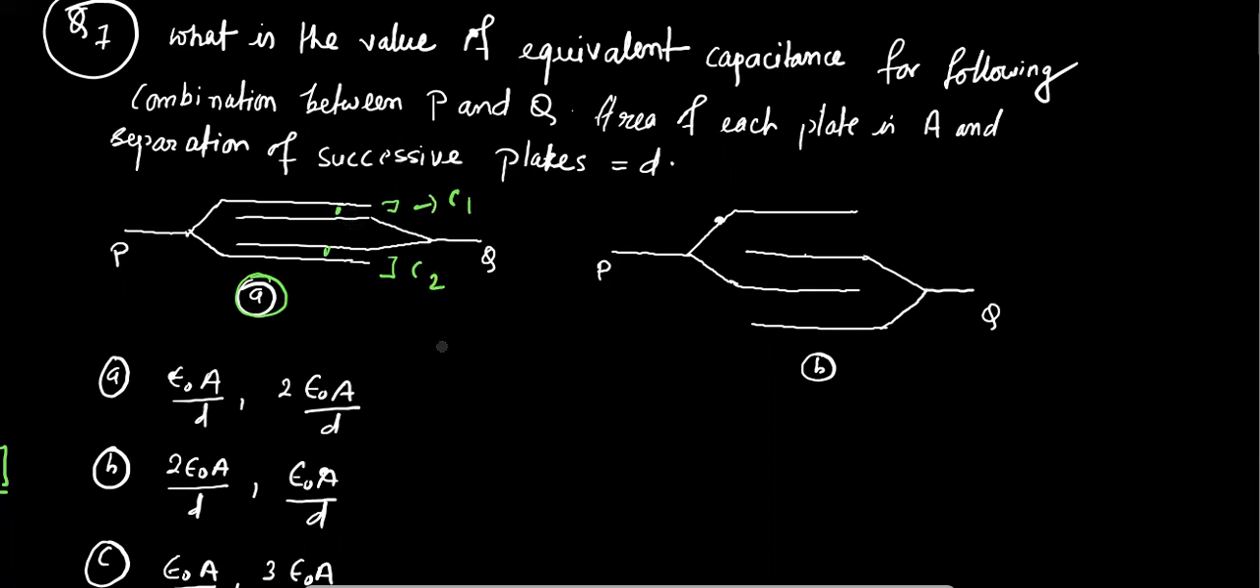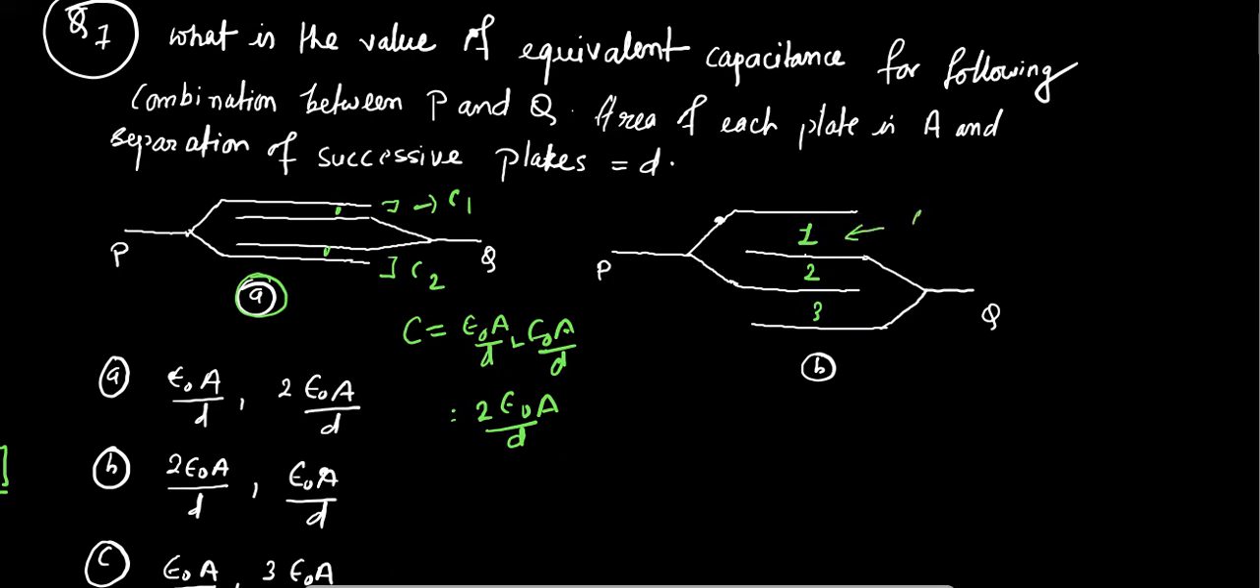Okay, that's why we can easily write the equivalent capacitance of the capacitor as epsilon naught A by D plus 1 second epsilon naught A by D, which is equal to 2 epsilon naught A by D. And here, if you see there, we can find there are three capacitors, 1, 2 and 3, and they are again in parallel combination.